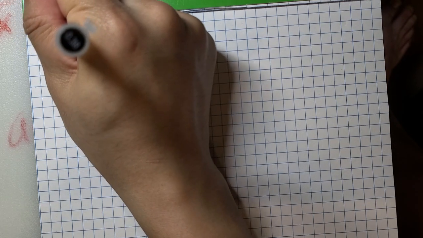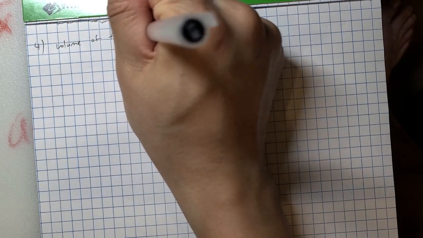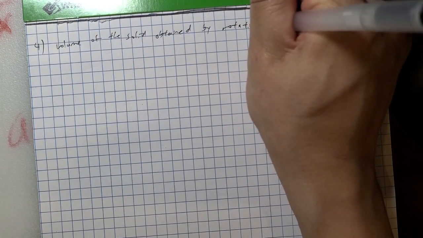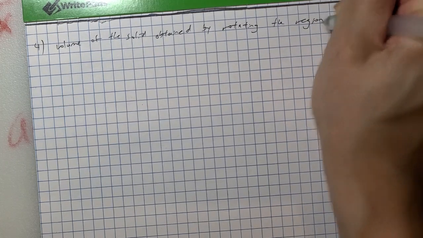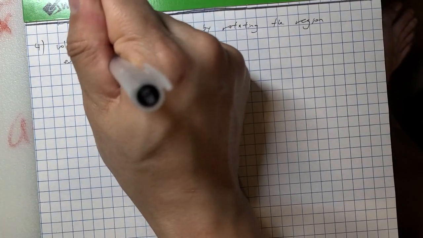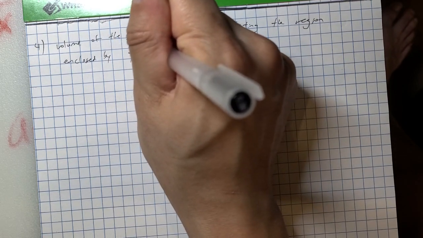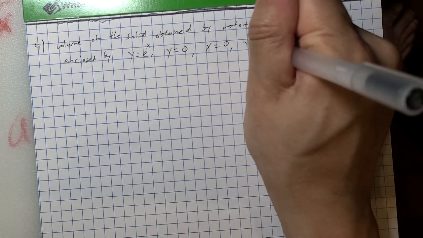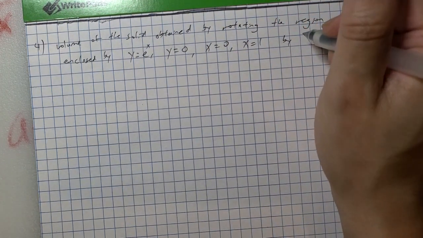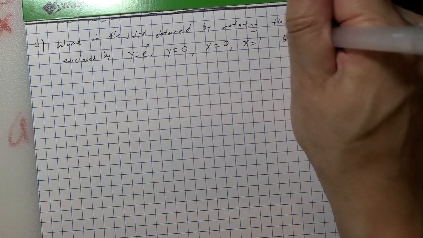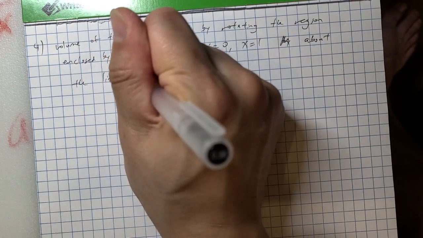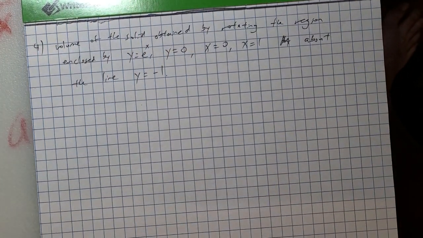It's a volume problem. So we're asked to find the volume of the solid obtained by rotating the region enclosed by y is e to the x, y is 0, x is 0, and x is 1, by rotating the region enclosed by this about the line y is equal to minus 1.